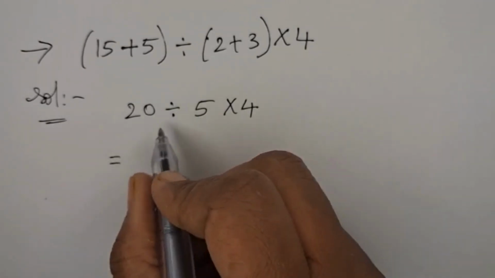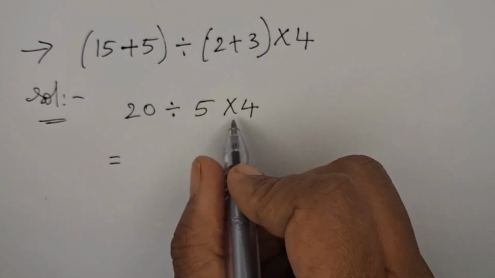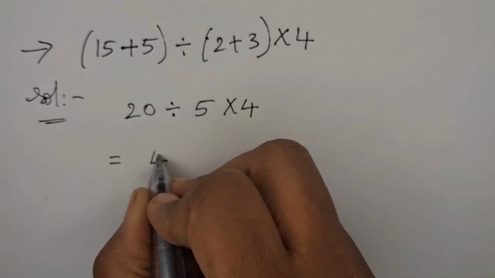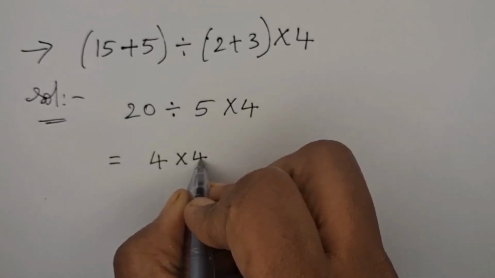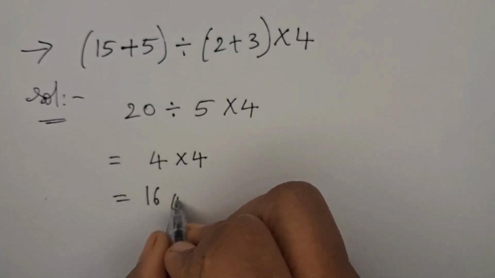The next step goes to, first we have to solve the divide one, then the multiplication. So 20 divided by 5 is 4 into 4. 4 4s are 16 is the answer.